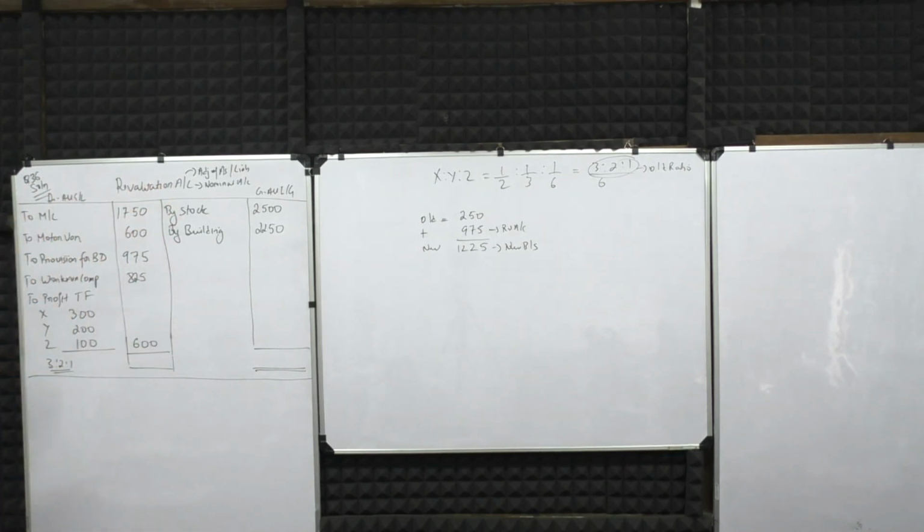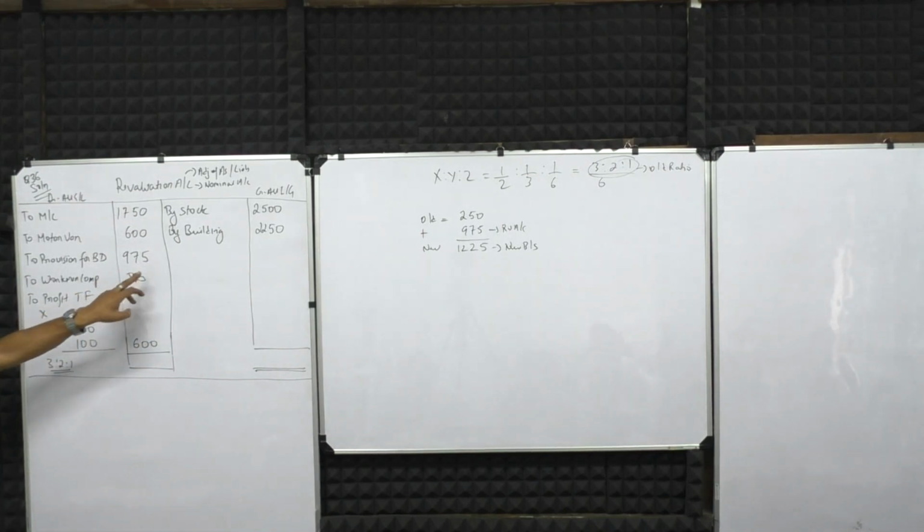So question number 36. Point D: the provision for doubtful debts to be increased by 975. Provision for doubtful debts is a future loss. The 975 increase is a loss, so 975 goes on the loss side, the debit side.